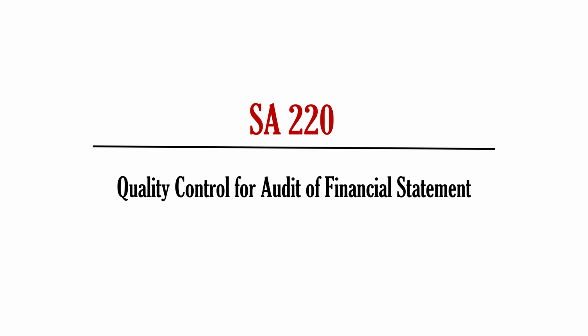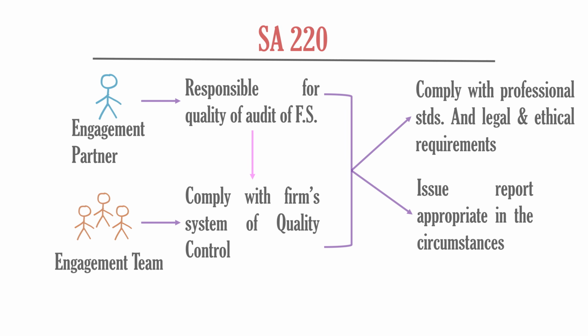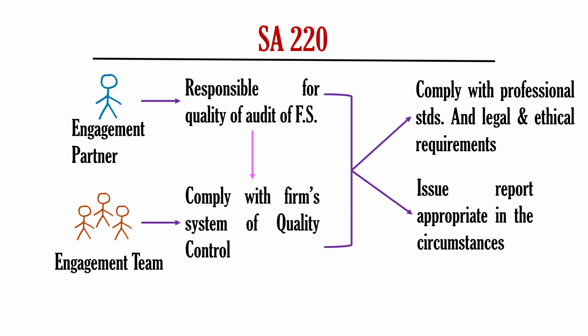Now, SA 220 talks about the quality for audit of financial statements. It is almost similar to SQC1, but the only difference is that it talks about the particular audit engagement, whereas SQC1 talked about the quality control for the firm which is performing the audit.